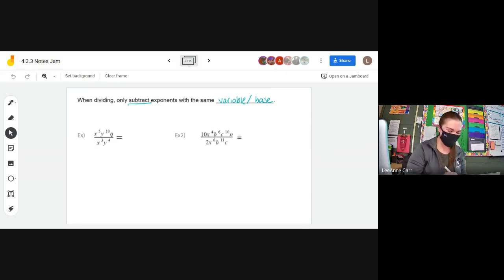All right. So let's look at this first example. The first example, we're looking at, we have multiple things in our numerator and denominator. We're just going to go letter by letter. So let's start with our x's. We have an x on top and an x on bottom. Because there's a division sign, our rule says to subtract. So, Lily, what would be my new exponent for my x's here?